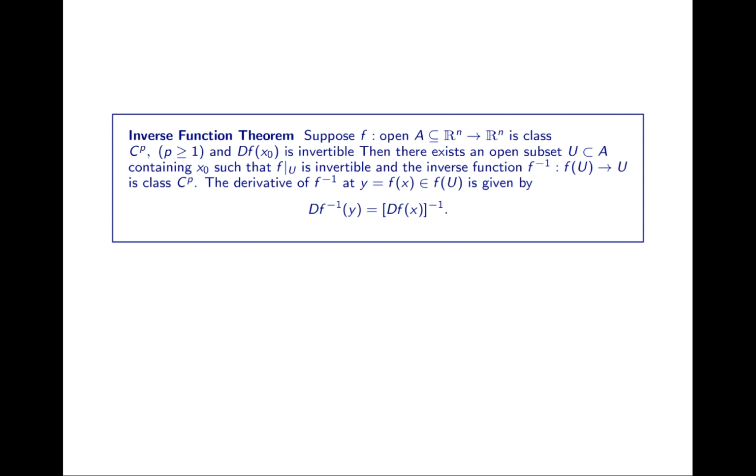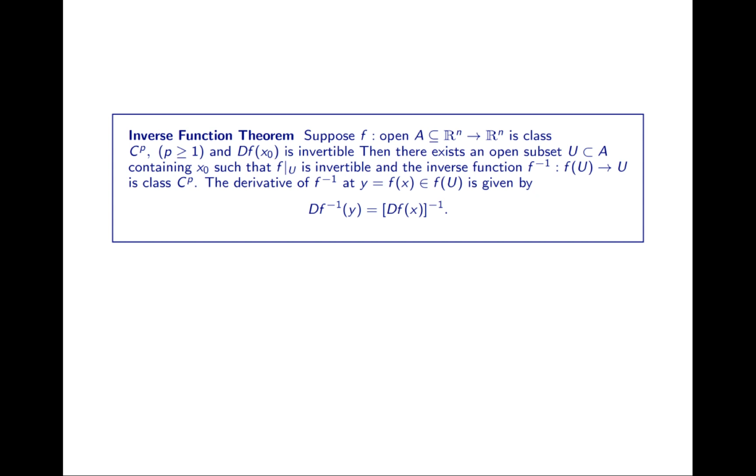Then there exists an open subset U within the domain A that contains x naught, so that f on this open subset U is invertible. And the inverse function is also of class Cp, which makes sense, because if we think about taking that graph, however smooth that graph is, and reflecting it across a 45, we shouldn't lose any smoothness. The derivative of the inverse at y, defined to be f of x, is given by the inverse of the derivative at x. And of course, the inverse for matrices is a multiplicative inverse. So it's the analog for a reciprocal.